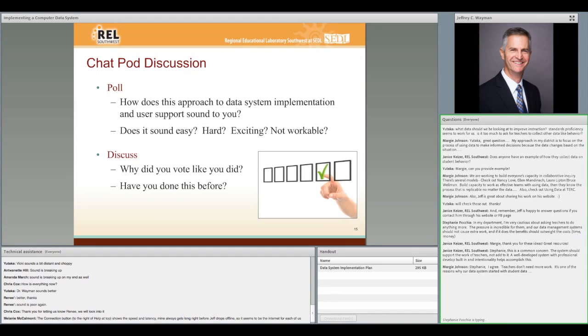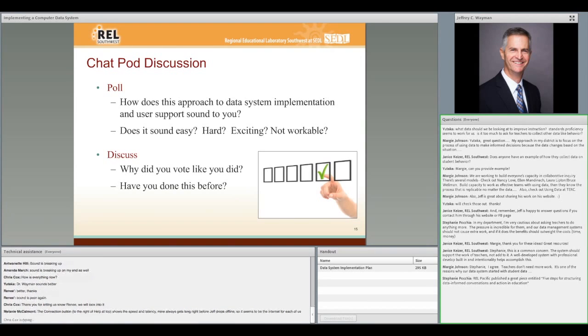And like before, we'll leave that up for a little bit, and you'll see it changing in real time. Then it will disappear, and there will be two discussion pods that you can go into. Participate in one or both of them. We want to know why you voted like you did, and whether you've done these sorts of things before, and how it's worked out for you.